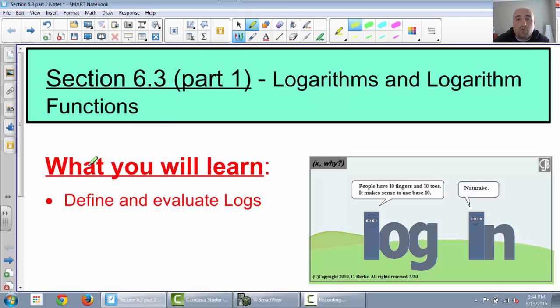So there are three things you will learn. However, we're only going to do one. We're going to define and evaluate logs, and we're going to figure out what this word logs means. You may see this on the SAT test, so this is pretty important. So let's get this straight.